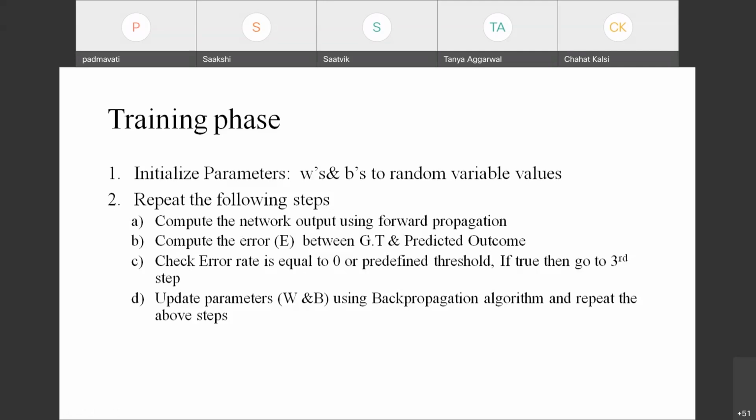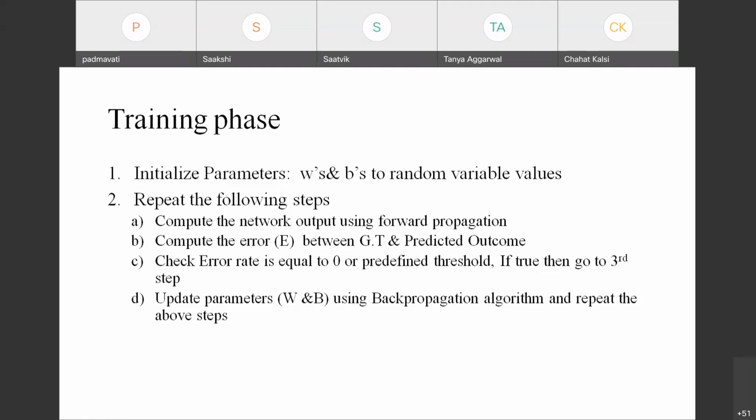Okay, in the second step, that is 2b, what we are trying to do is get the error. We will be computing the error by simply checking the ground truth against the predicted outcome. This error will be very high only when my predicted outcome is very far off from the ground truth, right?